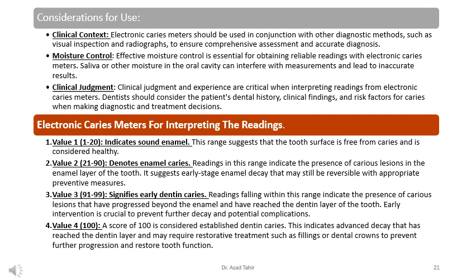In summary, electronic caries meters are valuable tools for diagnosing occlusal carious lesions, offering enhanced sensitivity and objective measurements of caries activity. While they demonstrated good accuracy in clinical trials, careful consideration of their limitations and appropriate use in the clinical context is necessary to ensure reliable results. When used alongside traditional diagnostic methods and with meticulous attention to moisture control, electronic caries meters can contribute to improved caries diagnosis and treatment outcomes in dental practice.